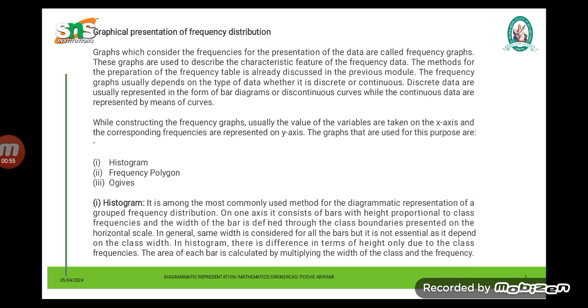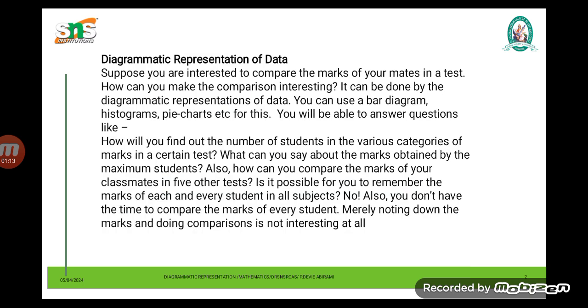Histogram is considered on both horizontal and vertical scales, in which the width is calculated according to the calculation of the frequency. The area of each bar is calculated by multiplying the width of the class and the frequency.